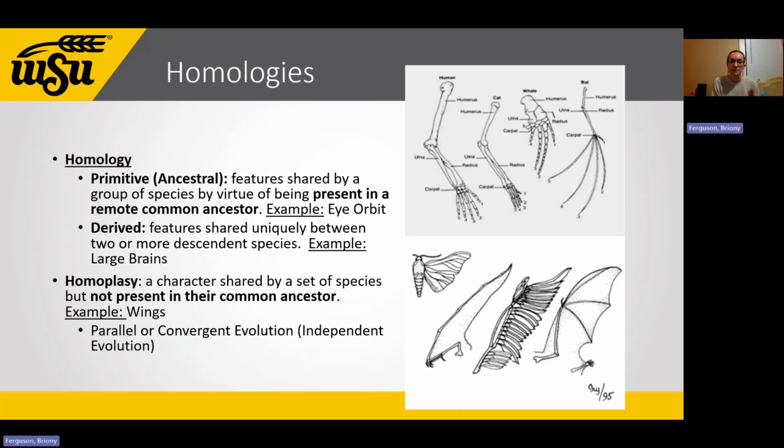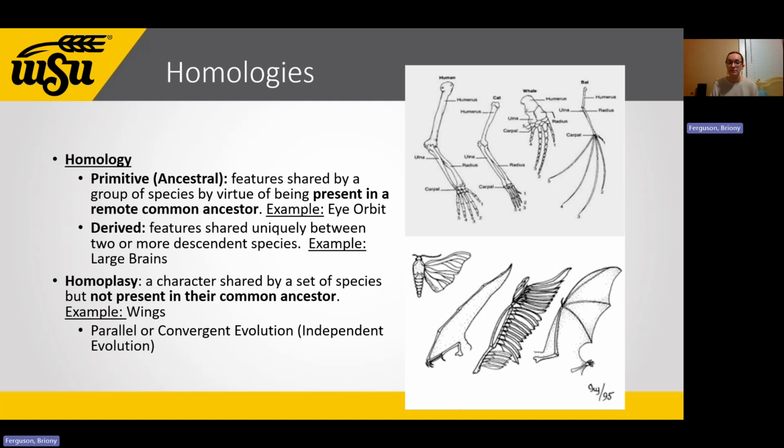Now, within cladistics, you can have homologies, and these can be primitive or ancestral, or they can be derived. These primitive traits are going to be features or characteristics shared by groups of species because they are present in a remote common ancestor. For example, eye orbit. All primates have an enclosed eye orbit. They are not the only animals that have this, but the fact that all great apes especially have this enclosed eye orbit means that we can trace it back to a common ancestor.